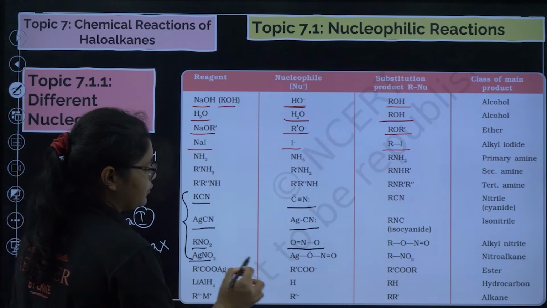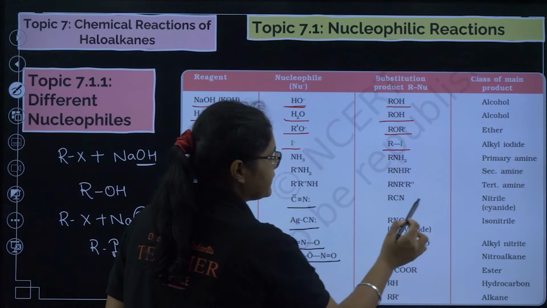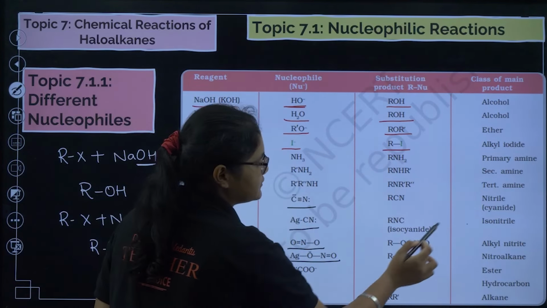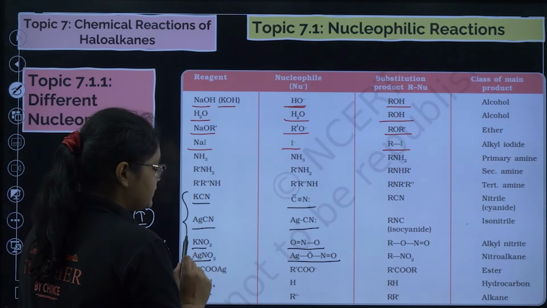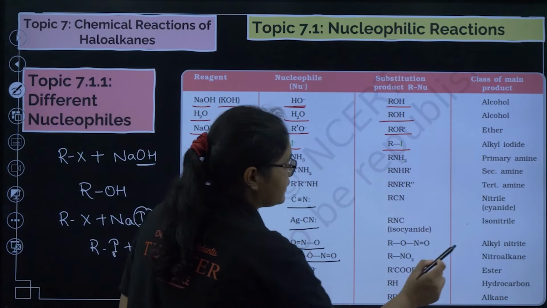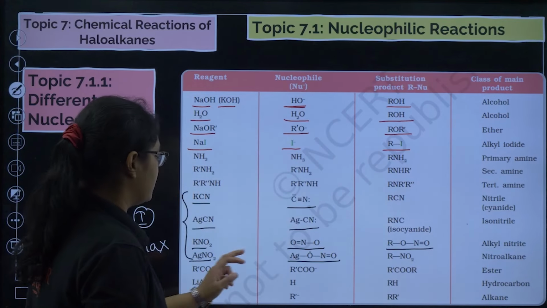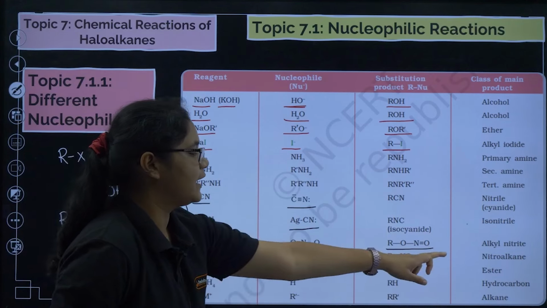If you use AgNO2, AgONO is the nucleophile. So with KCN you will get cyanide, with AgCN you will get isocyanide, isonitrile or isocyanide you can tell. With KNO2 you will get alkyl nitrite, alkyl ONO, and with AgNO2 you will get nitroalkane.